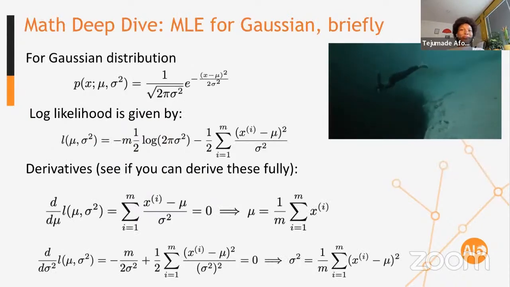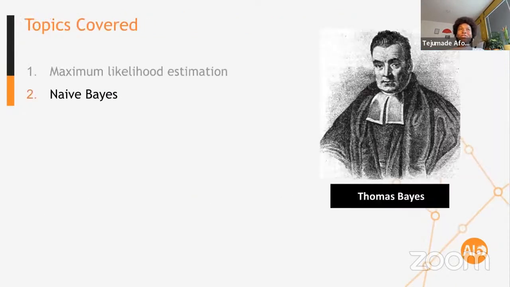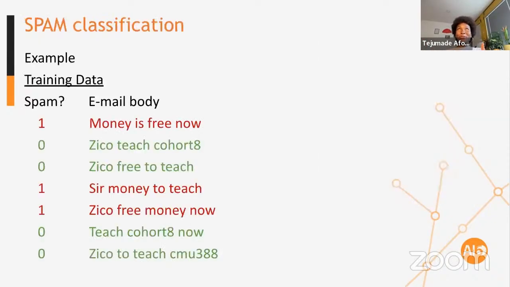So we will skip this. This is how you can derive that one for the Gaussian distribution. And we'll quickly jump into the second topic for today, which is called naive Bayes. It's very simple. It makes some assumptions, but works well in practice. And this is the person it's named after, Thomas Bayes, not Naive Bayes.